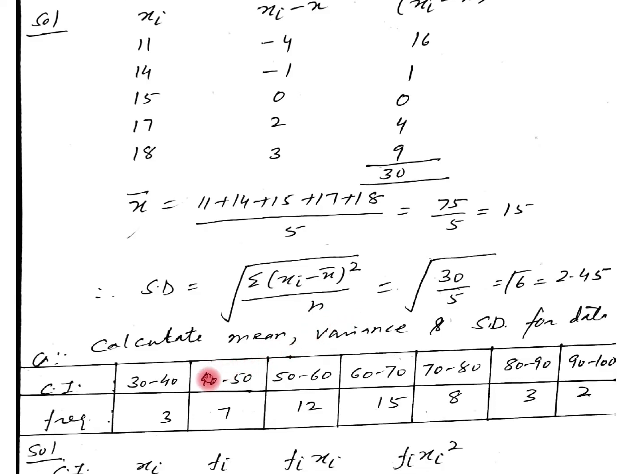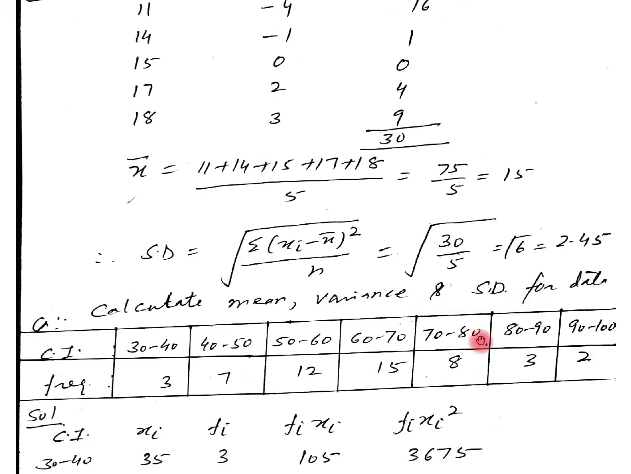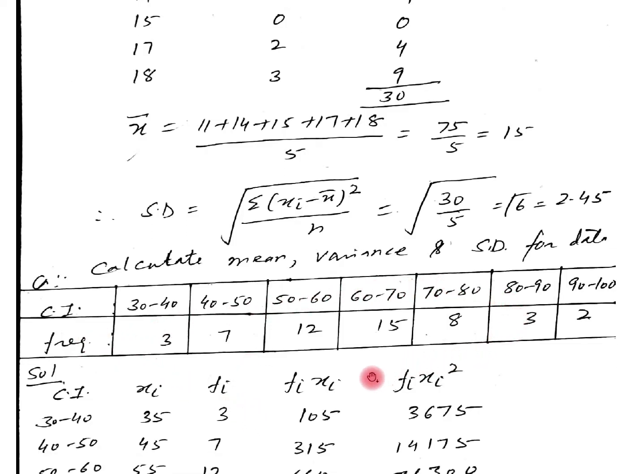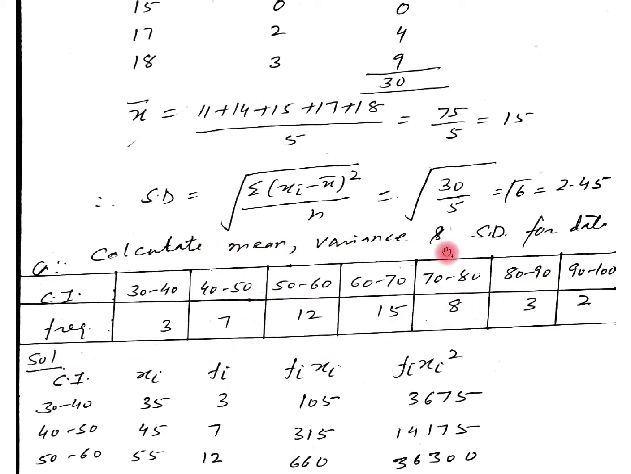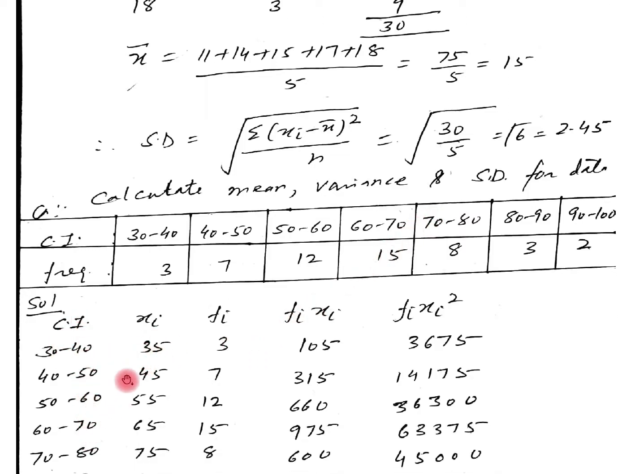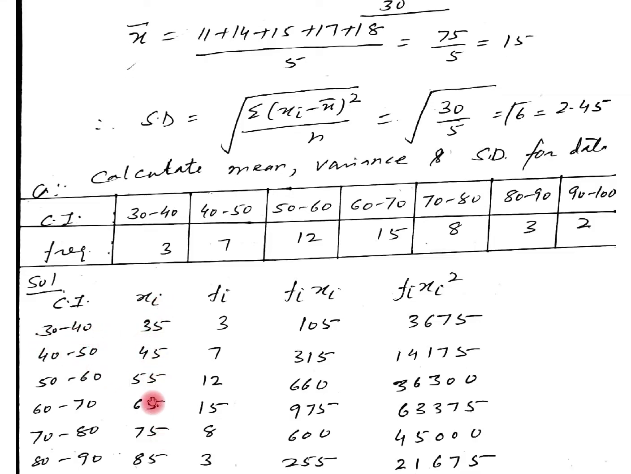Now let us see how to calculate the mean, variance and standard deviation for grouped data. Generally the students use this result when the data is given as grouped. Now the class interval is given, the frequency is given. We have to find all these three things. Now we can make the column, class interval is given. Then we can find xi, which is lower limit plus upper limit by 2.